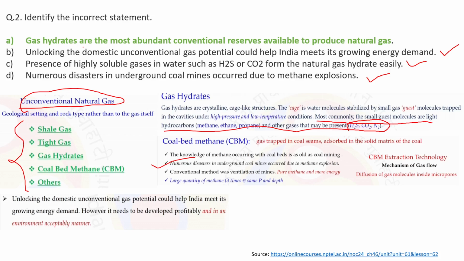But here they said that gas hydrates are the most abundant conventional reserves available to produce natural gas. So that's why this statement is incorrect, because gas hydrate is an unconventional natural gas. Hence, the correct option for this question is option A.